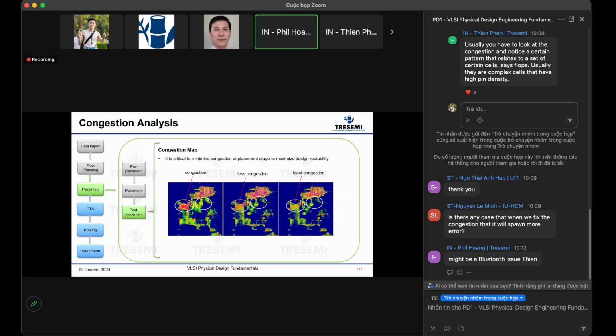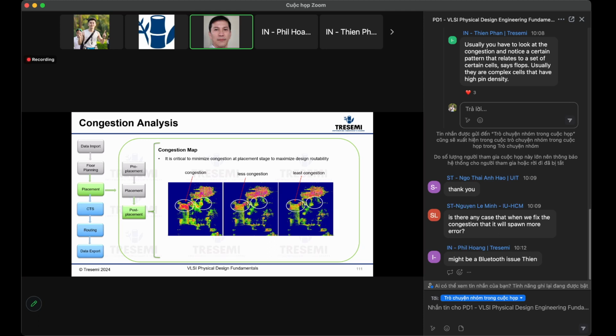Another question from Wing Lemon: is there a case where we fix the congestion and you will see a problem somewhere else? Of course. Sometimes it's like a balloon. You push it here and it'll show up somewhere else. It has to go somewhere else. There'll be some cases like that.